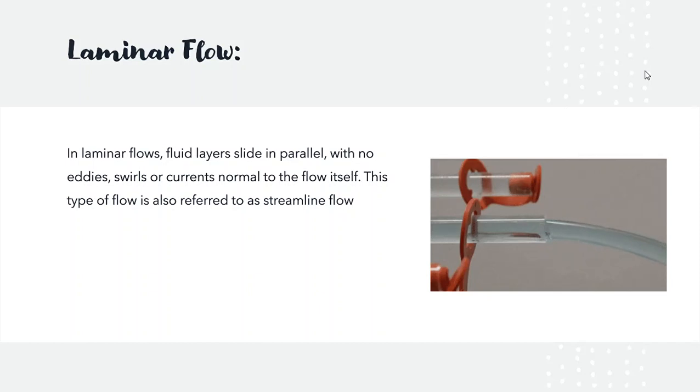Going to laminar flow, upon seeing this diagram, we can say that the velocity of the fluid at a point is constant with time. So in laminar flow, the fluid slides in parallel layers, with no eddies, swirls, or currents normal to the flow itself. This type of flow is also referred to as streamline flow, and it is also called laminar flow.